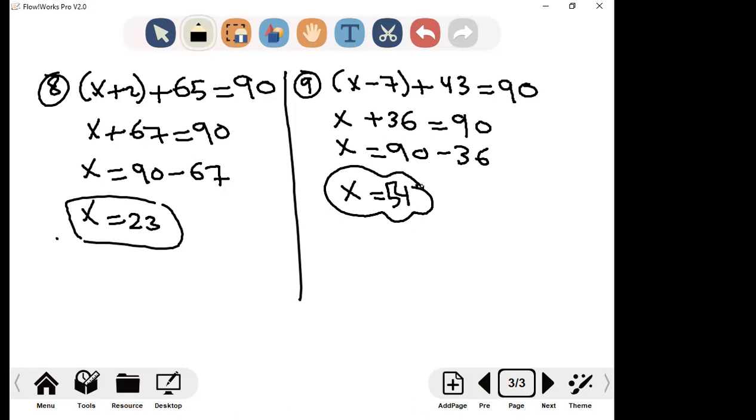This is your homework. Check your answers, please. You have mistaken, so check it. Check your answer, please. This is questions 8 and 9. Don't copy, I said.